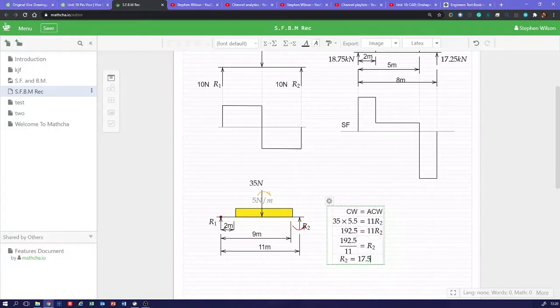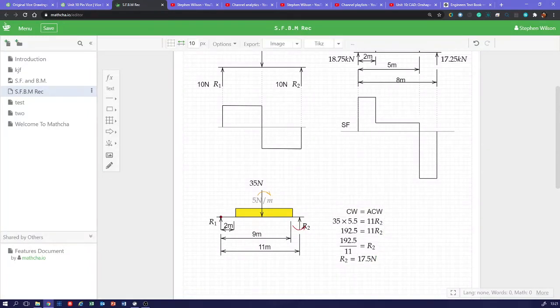And of course, because we've got an answer, we need to put a unit there. What we found out, we found a force. So we've found R2, and now we can find R1. For R1, we can say the up forces equal the down forces. So going down, we just have 35. Going up, we have R1 and R2.